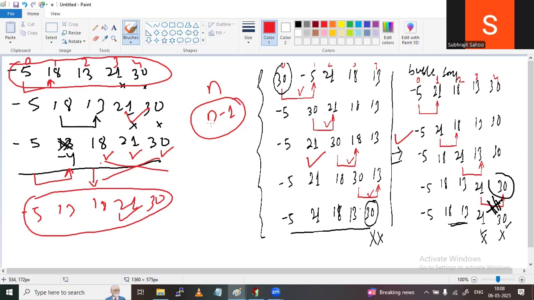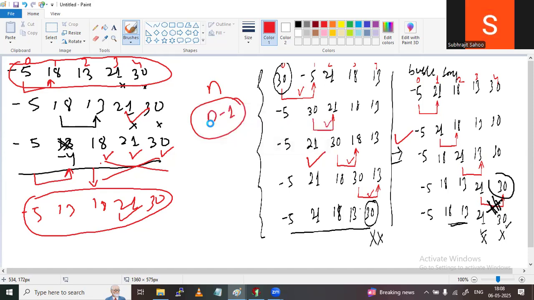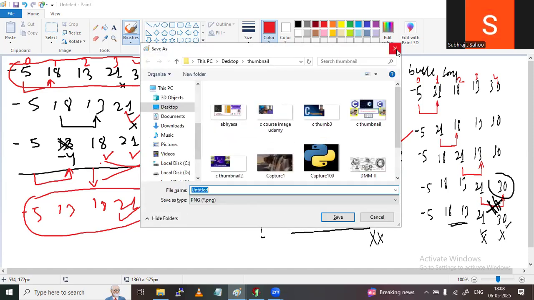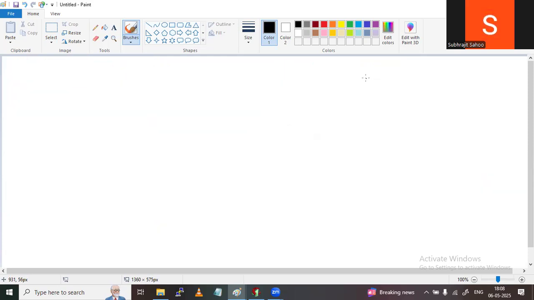Now I will do a simple simplification. What are my elements? 30, minus 5, 21, 18, 13, right? Okay, one minute. Mistakenly I saved. Control N. Okay.